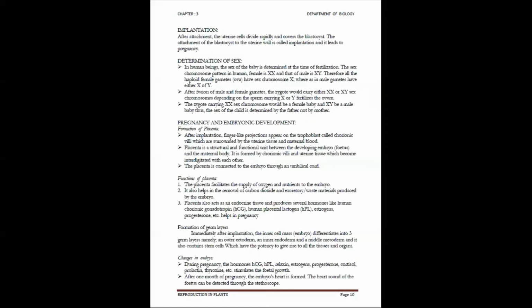Moving on to pregnancy and embryonic development, formation of placenta, functions of placenta, it is very rarely asked, but a few questions again would be asked from this, because what is chorionic villi, or a question like what are the hormones of placenta, such questions can arise from this. Formation of germ layers, no, not a frequently asked question, but remember the 3 layers, that is outer ectoderm, inner endoderm, and middle mesoderm.